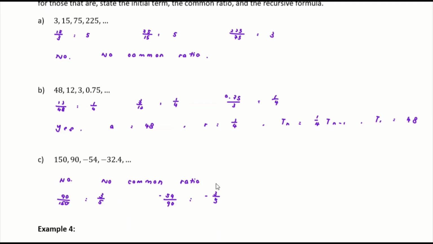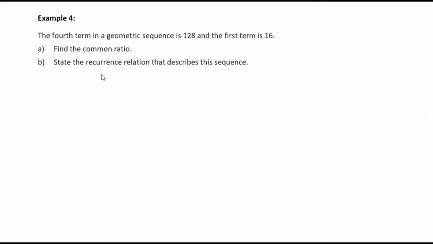Okay, so now example 4. The fourth term in a geometric sequence is 128, and the first term is 16. The question wants us to find the common ratio. In this case, we are just going to use what we have learned so far. We are not going to use any rule of our nth term to do this.